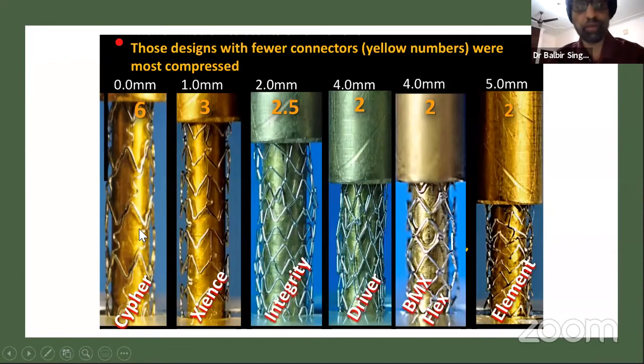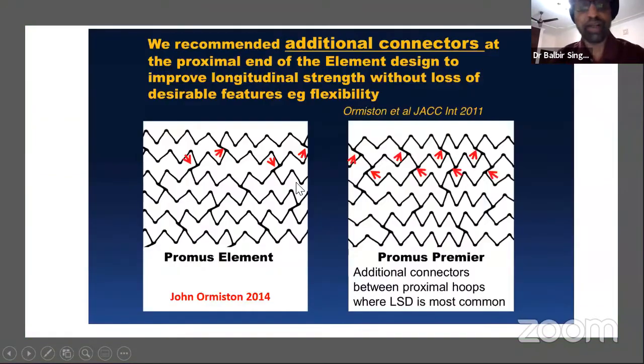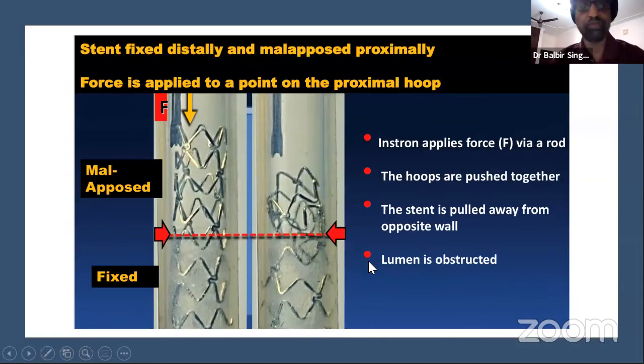Now, this is from Ormiston's data. These are the stent designs, and with a force applied of 0.5 Newton, you can see how various stent designs behave differently. And it is basically the responsibility of the connector to reduce this longitudinal deformity. PROMUS element was one of the biggest problems. And by adding more connectors on the proximal side, as suggested by Ormiston in 2014, they could get over some of these problems of deformities.